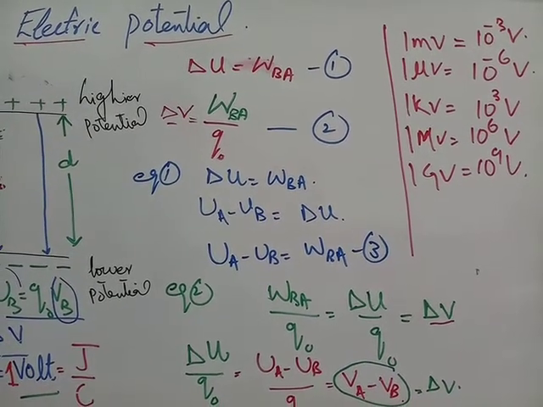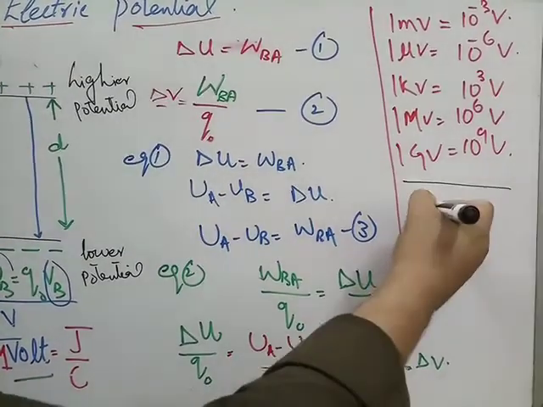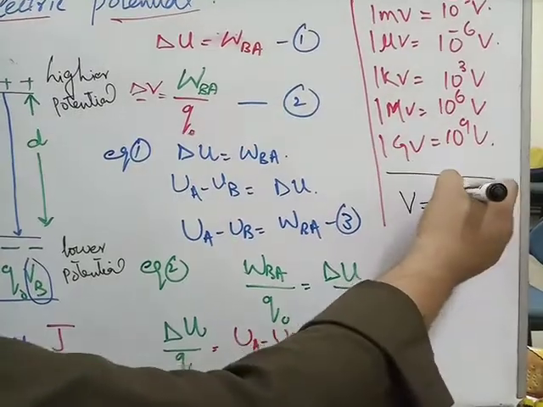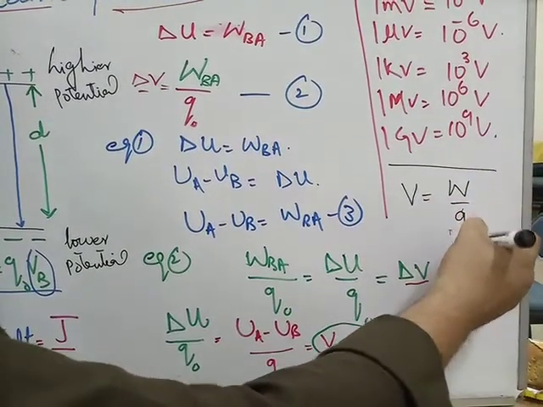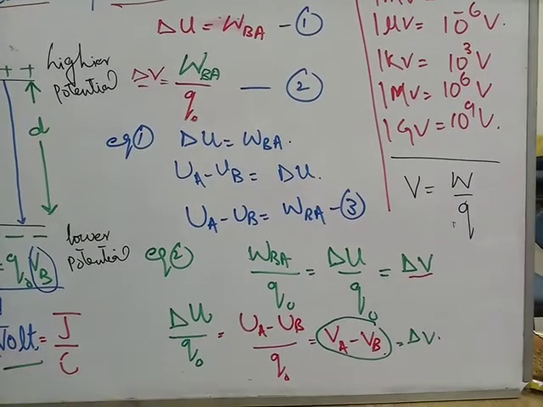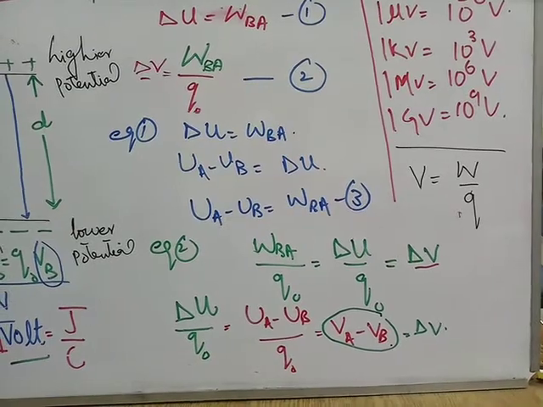So I can write a general formula for potential difference, that is V, and V is equal to the work done on a charge while carrying it from low potential to high potential, or from one charged plate to another. So this is called the potential.